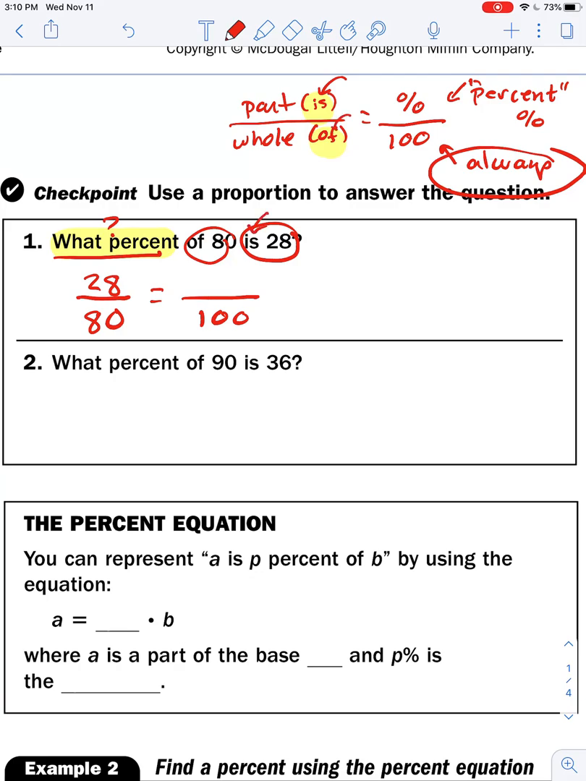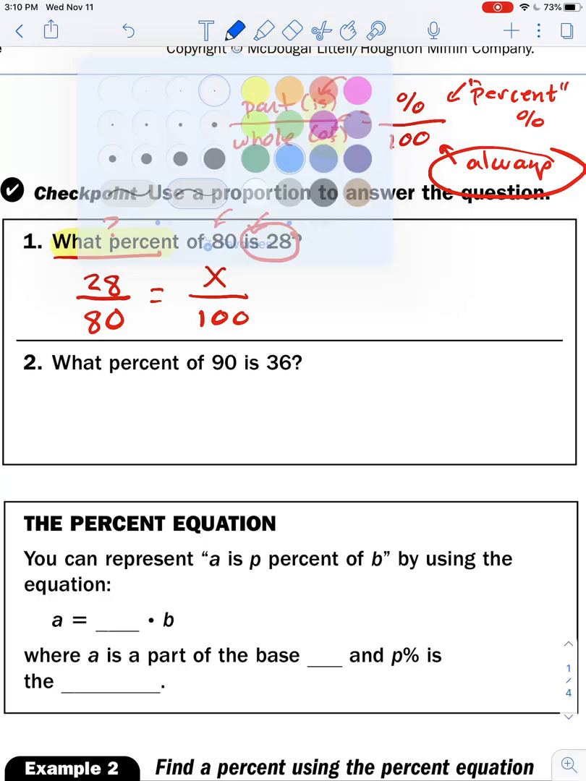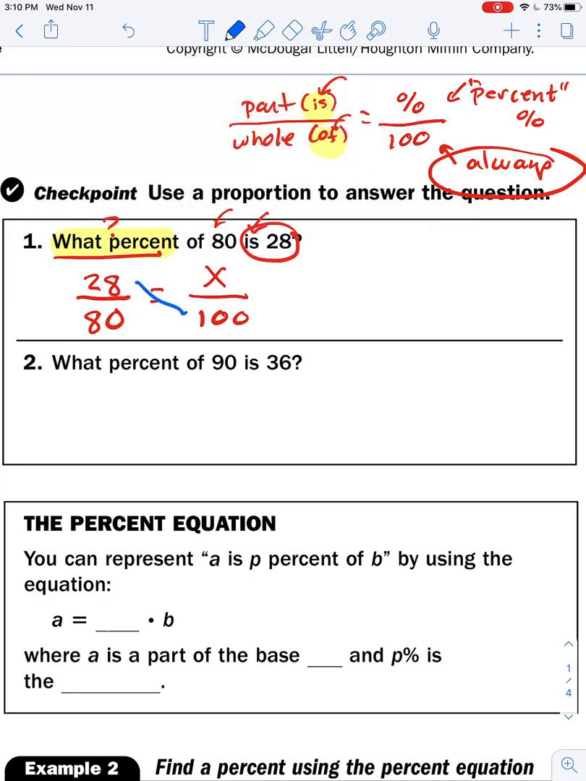But again, the is usually your tip off that it's going to be the top number. And saying of usually is going to indicate that that's the number that's the whole. 28 is what percent of 80. So the thing we don't know is the percent. So if it makes it easier for you to understand, you can go ahead and write that as the X.